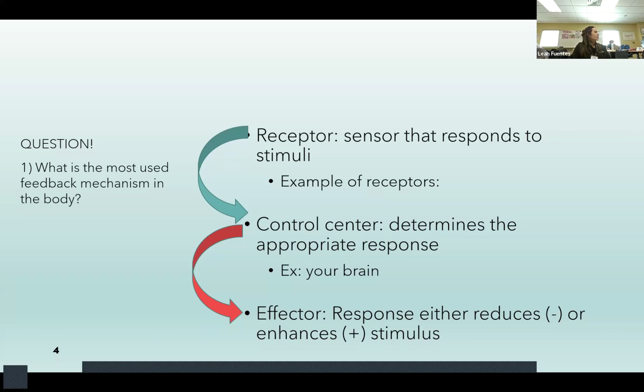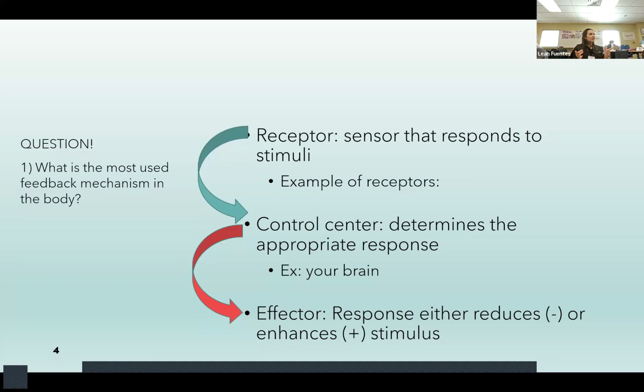And then the effector is the response that either reduces or enhances the stimulus. So this is where we talk about positive and negative feedback. And I want to say what I'm about to ask usually comes up on the exam. So what is the most used feedback mechanism in the body? You've got a 50% chance of getting it right.